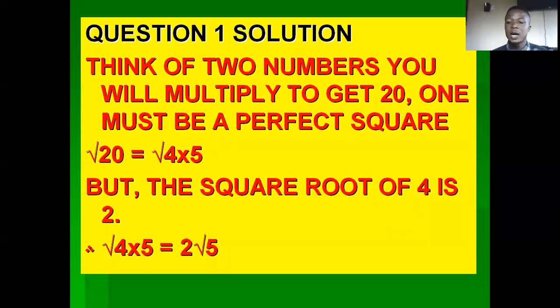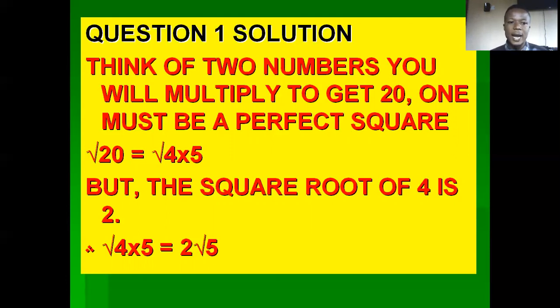Now, the trick here is to think of two numbers you multiply together to get 20. One of the numbers must be a perfect square. For example, in 20, 1 times 20 can give me 20, but between 1 and 20, no perfect square. 2 times 10 can give me 20, but between 2 and 10, no perfect square. But when I say 4 times 5, it will still give me 20, and 4 is a perfect square because the square root of 4 gives us 2.